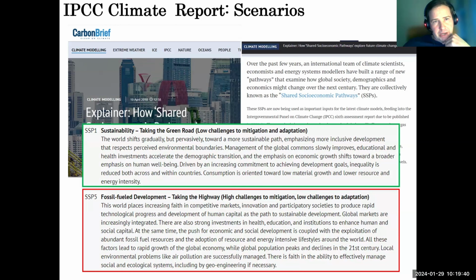And then SSP1, sustainability, taking the green road. It proposes low challenges to mitigation and adaptation. So basically the world shifts gradually and starts focusing on, say, alternative energy sources and green economy, etc. And an extreme, kind of opposite to that, is SSP5, fossil fuel development, taking the highway.